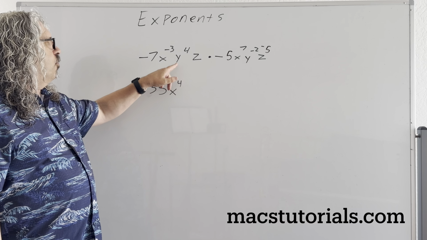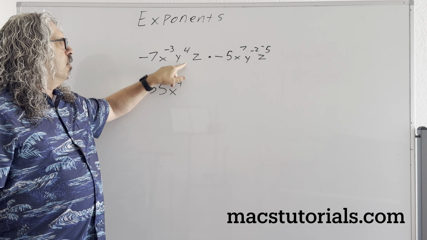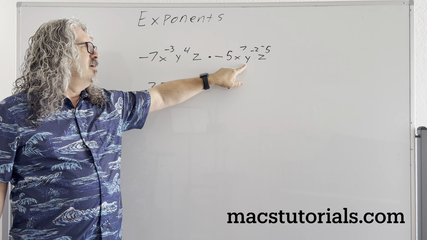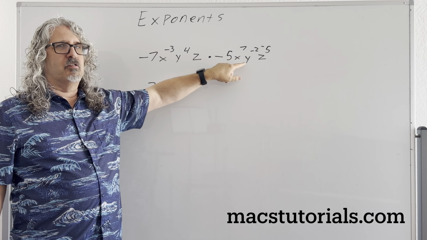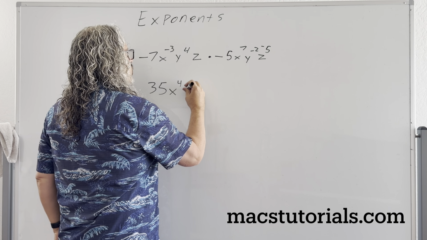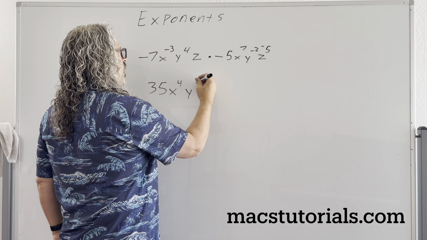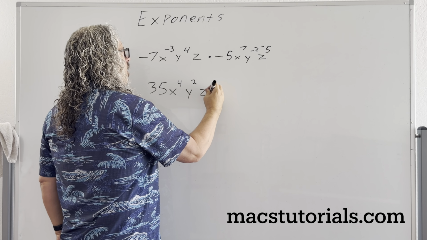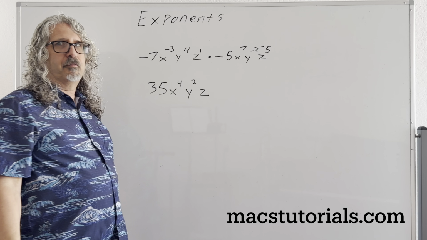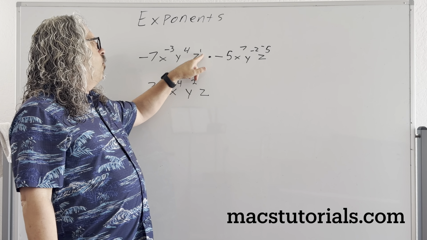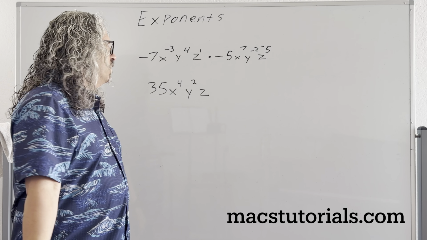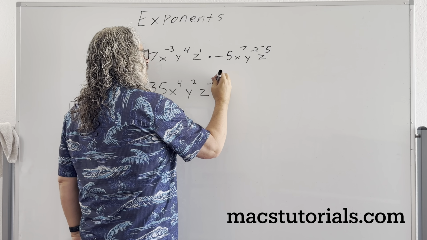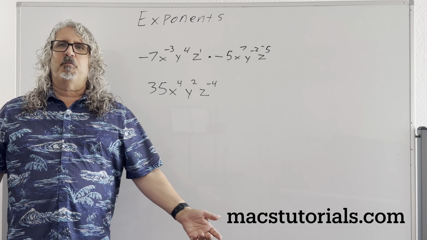Okay, so now let's go to the y's. Y to the 4, y to the negative 2. Okay, so one's positive, one's negative. So when you add, just like we do with negatives, that's going to become a positive 2. And my z, remember, that's a 1. You don't have to write it, but that's a 1. But a 1 and a negative 5, when you add that together, what do you get? A negative 4. Okay? And that's basically it.